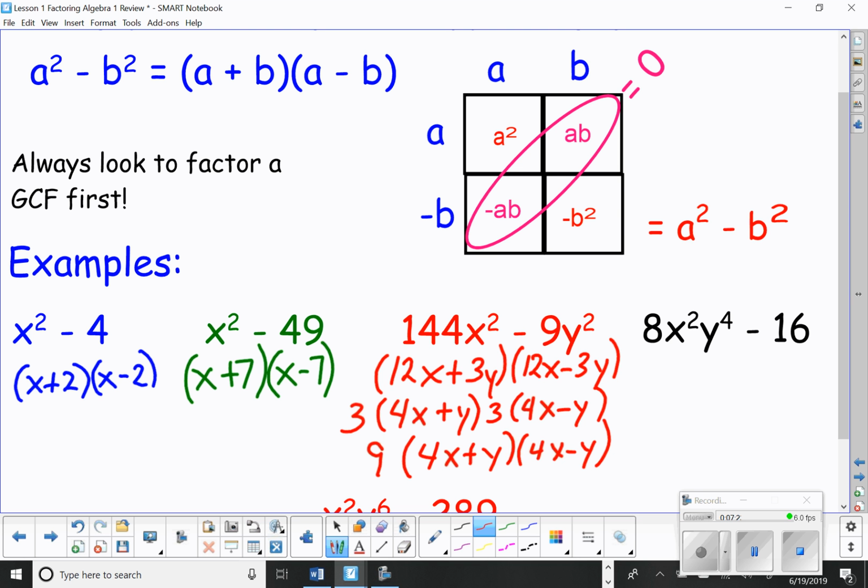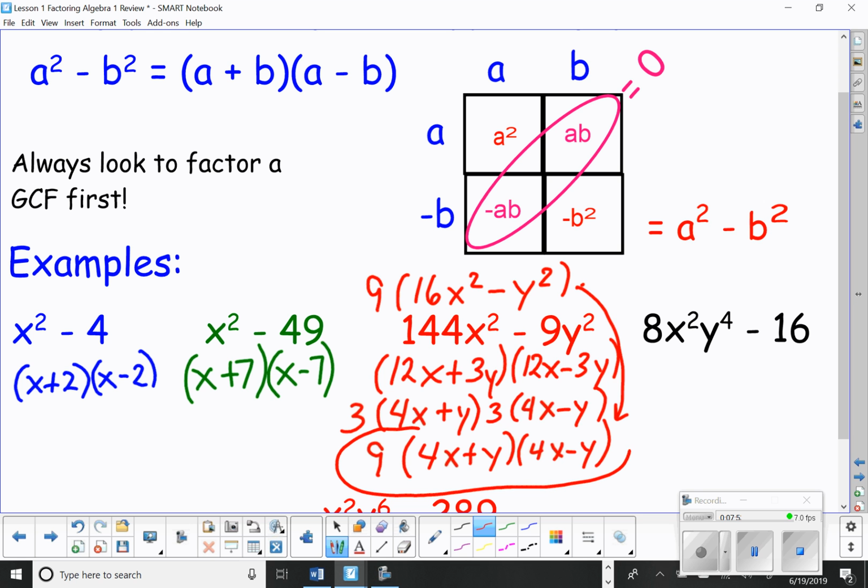This is a case where I took the greatest common factor out after I did the difference of squares. Could I have done it beforehand? Sure. If I'd done it beforehand, you would find that 144 divided by 9 happens to be 16. So you would wind up with 9 times 16x squared minus y squared. And when you factor this, you're going to wind up with this as your final answer.